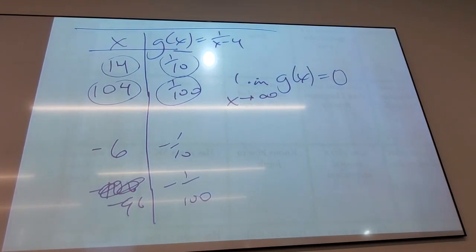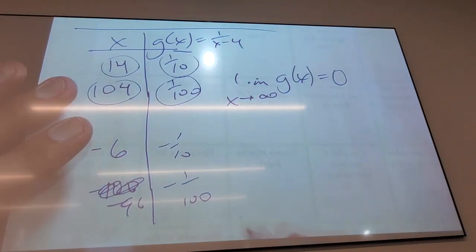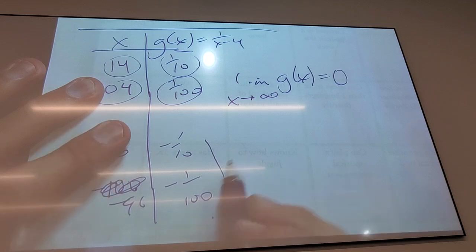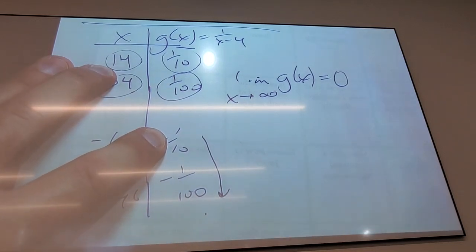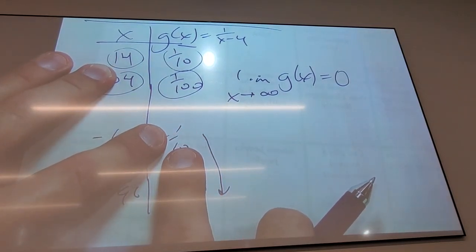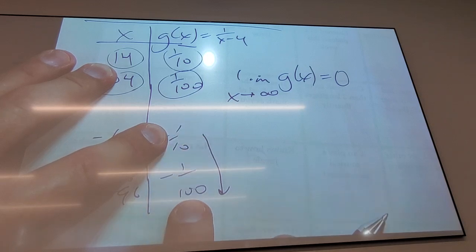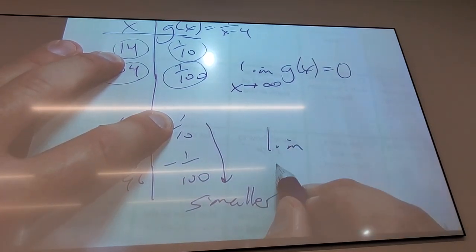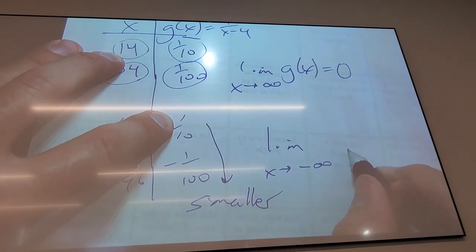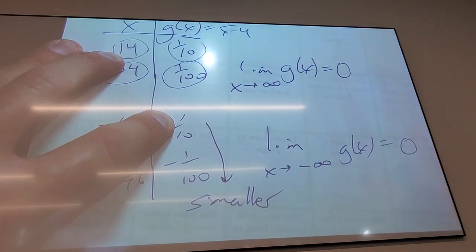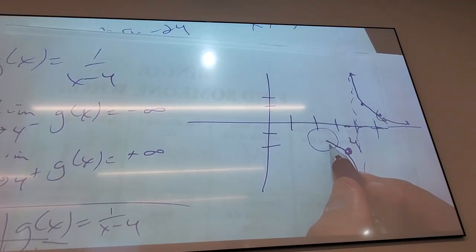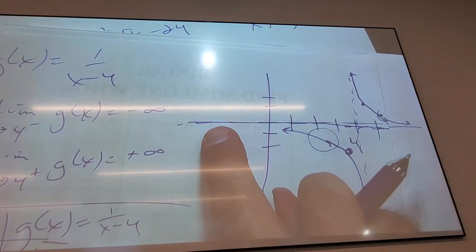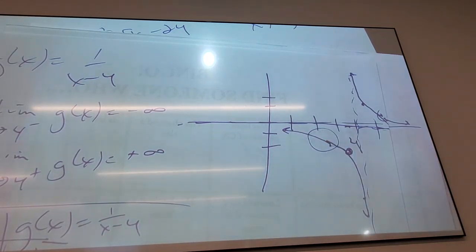So again, it's still approaching what? The outputs are getting smaller: the bottom is getting bigger, which means when I divide by bigger, I get smaller. So the limit as x goes to negative infinity is also 0. So back here, it's going to do this. I've got a horizontal asymptote right there.